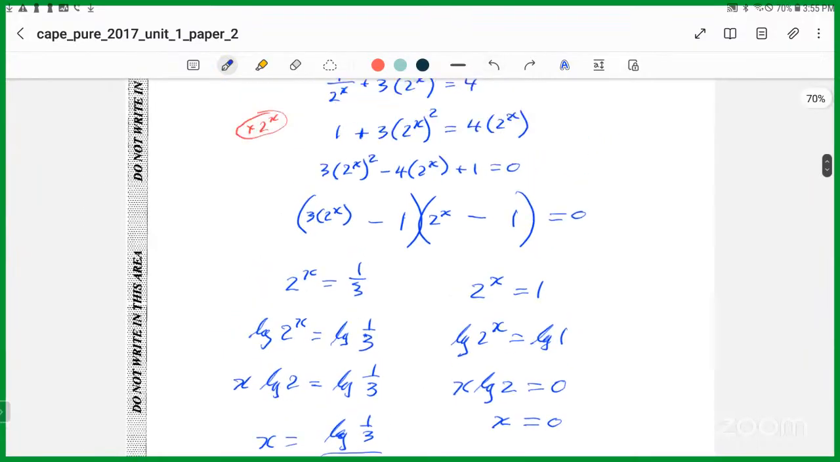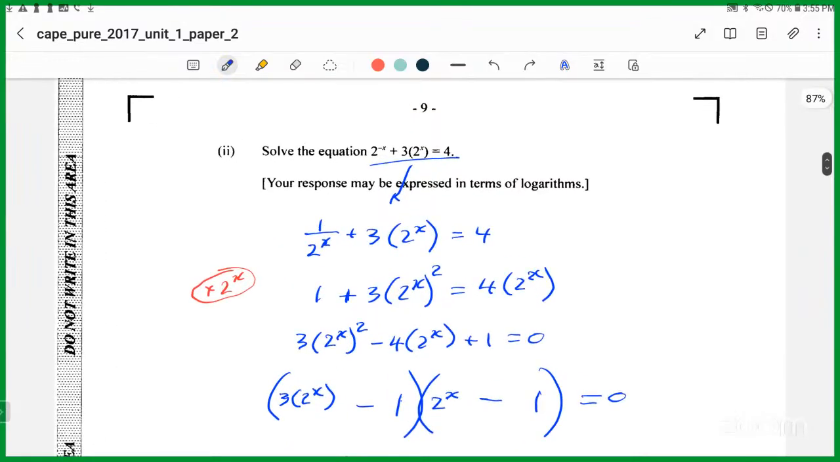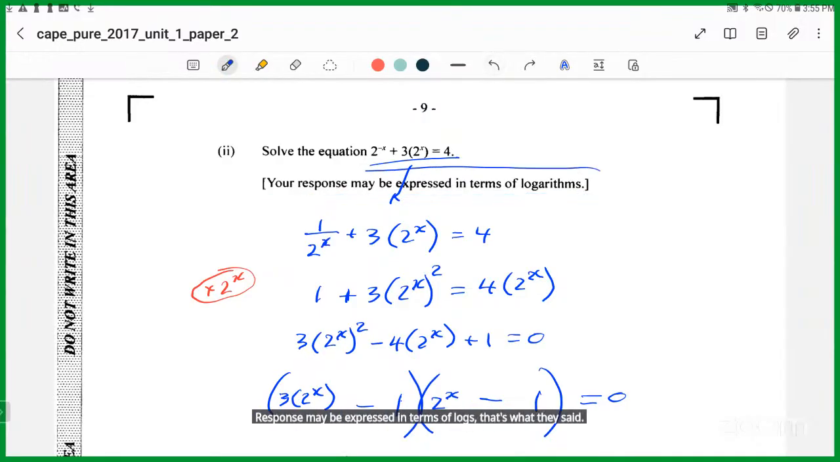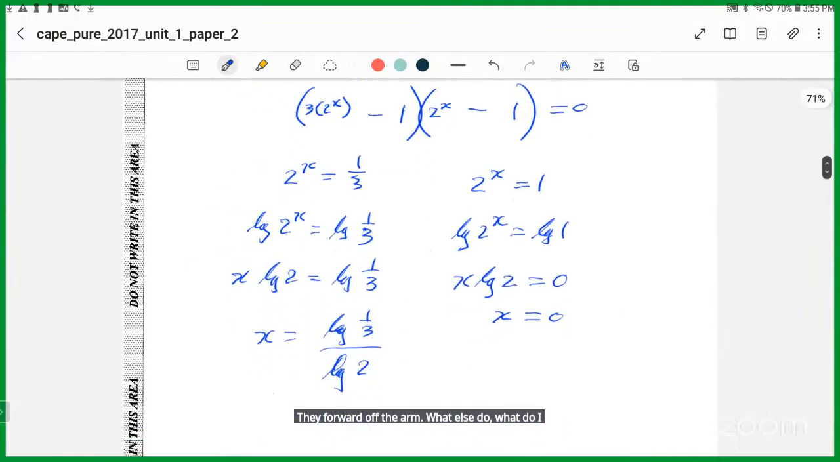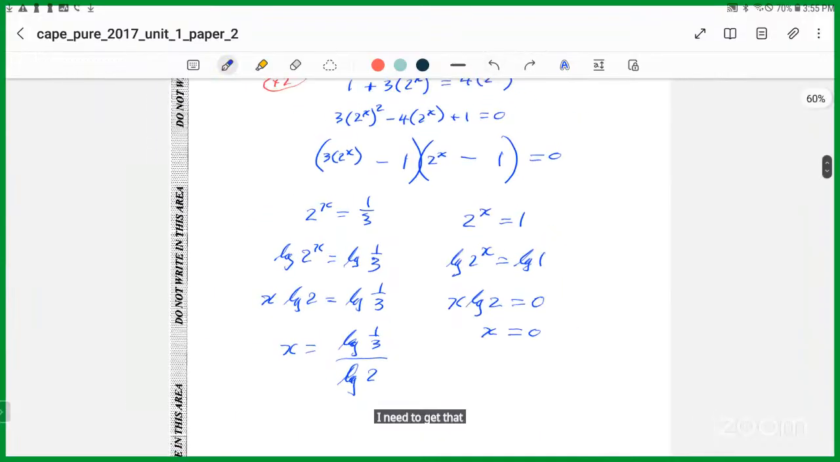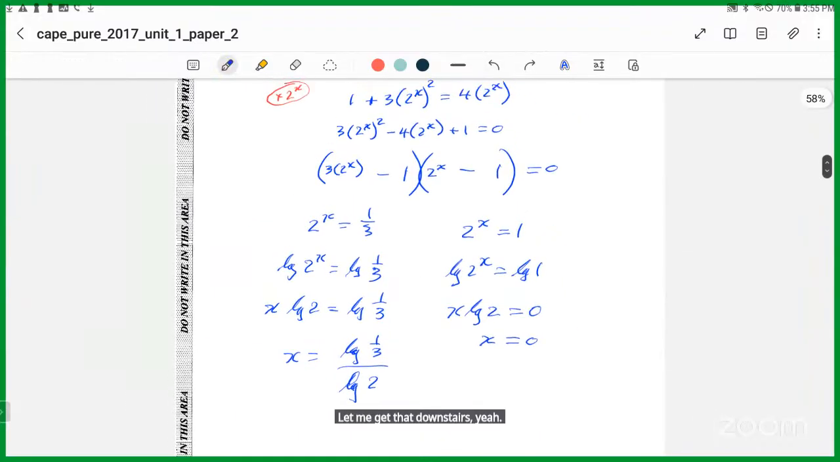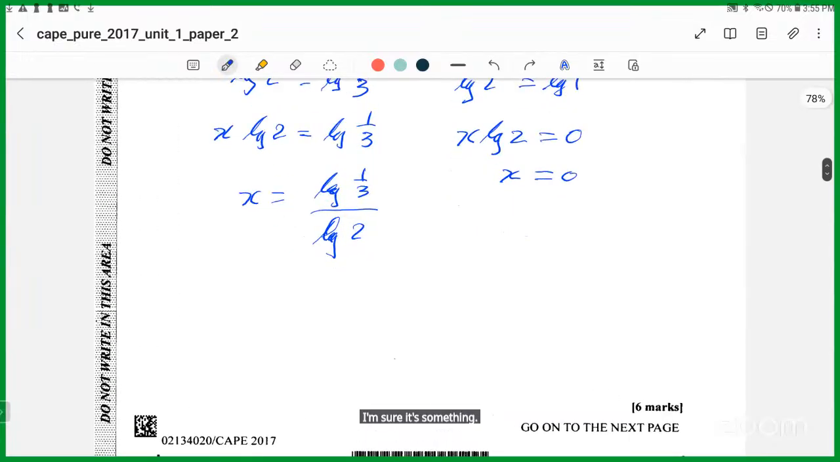Let's leave the answer as is. The response may be expressed in terms of logs. That's what they said. So therefore we don't have to change this. We can leave this as the answer, and leave that as the answer as well. Alright. From right here though, let me show you something. We had 2 to the x equals a third, right?